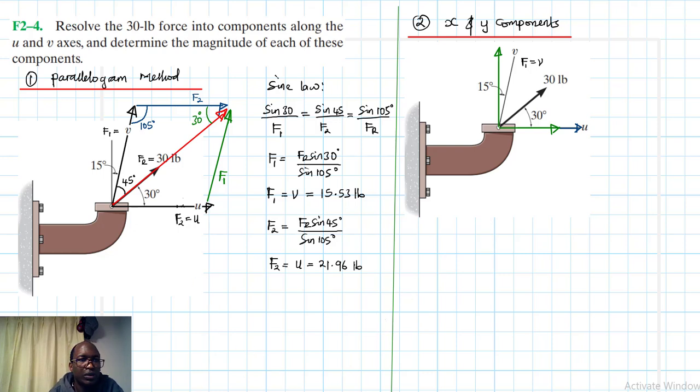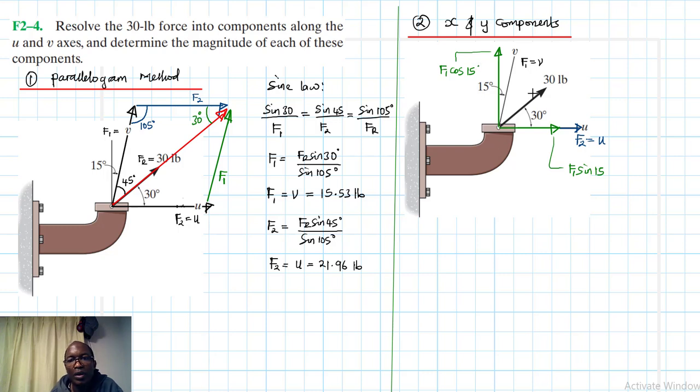So this is just F2 in the same direction, which is just going to be equal to U. And then this other one, this one is equal to F1 sine 15, and this one is F1 cos 15.